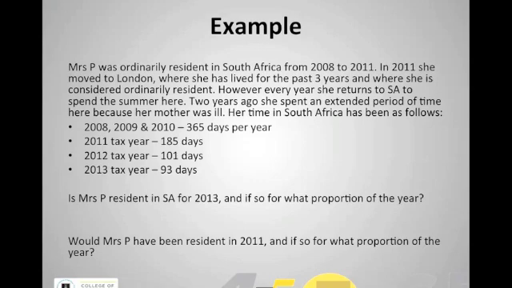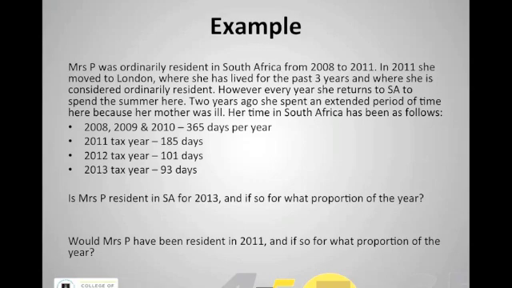Let's have an example of the physical presence test. Mrs. P was ordinarily resident in South Africa from 2008 to 2011. In 2011 she moved to London, where she has lived for the past 3 years and where she is considered ordinarily resident. So we know that she's ordinarily resident in the UK. However, every year she returns to South Africa to spend the summer here. 2 years ago she spent an extended period of time here because her mother was ill.